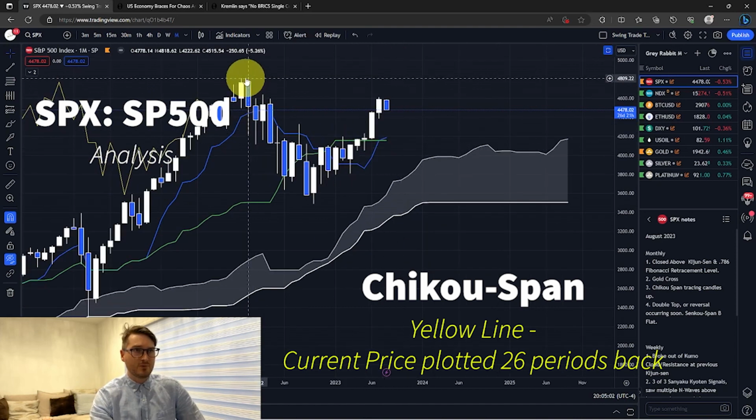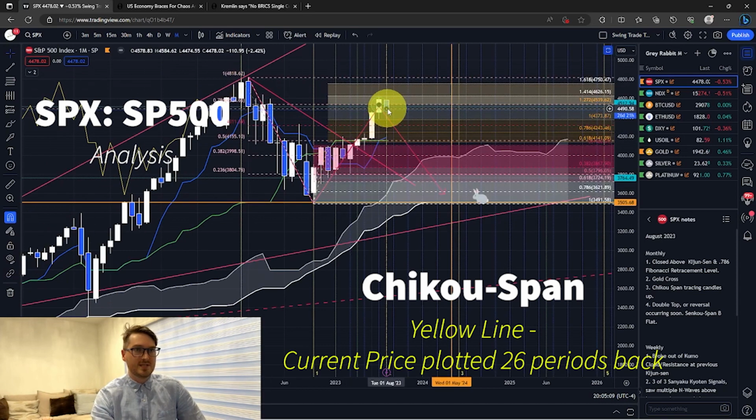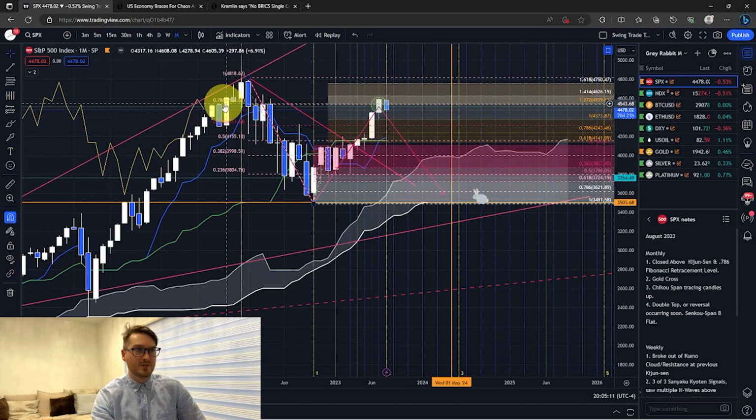So if we draw a Fibonacci retracement from this wick down to this wick here, which I have drawn in, you can see that price has extended up to this 0.786 Fibonacci retracement level. And now guys, I'm going to link a video if you want to learn more about Fibonacci retracements. I'm going to put it at the end of this video.